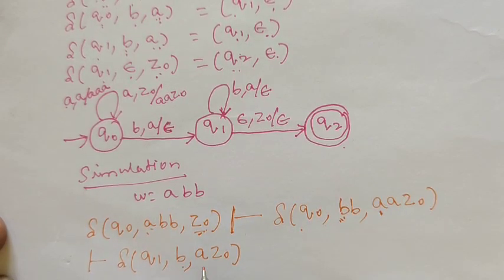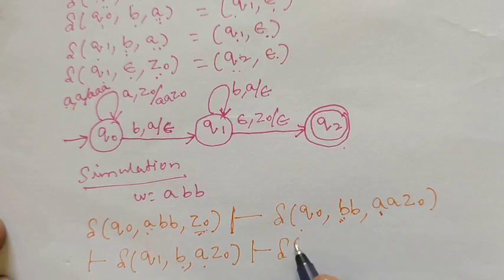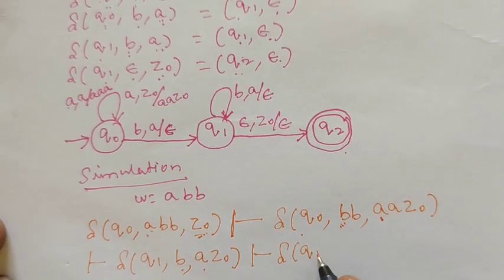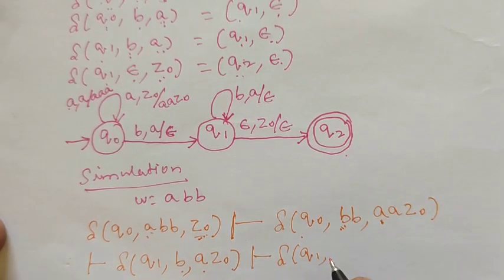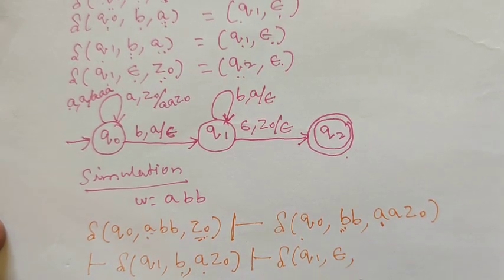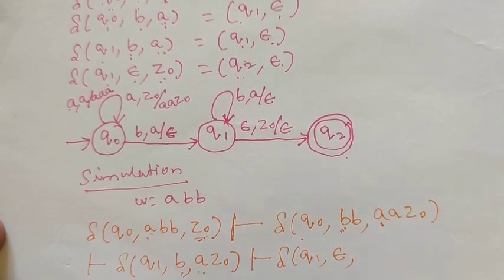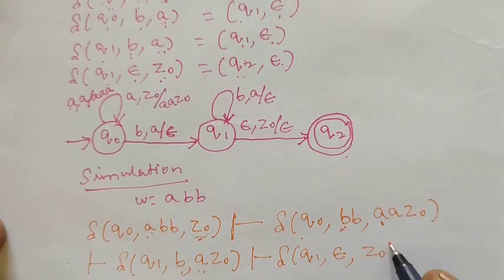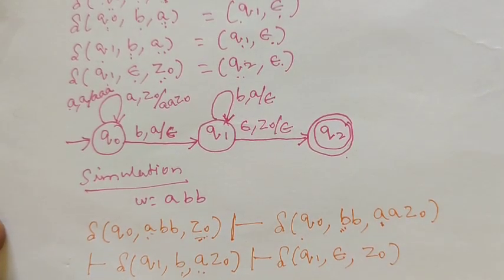When input is B, topmost symbol is A, we have to remain in the same state Q1, that's what our diagram says. So we move to Q1 itself. If this B goes off, nothing remains, epsilon remains, and this A goes off, Z naught will be remaining.